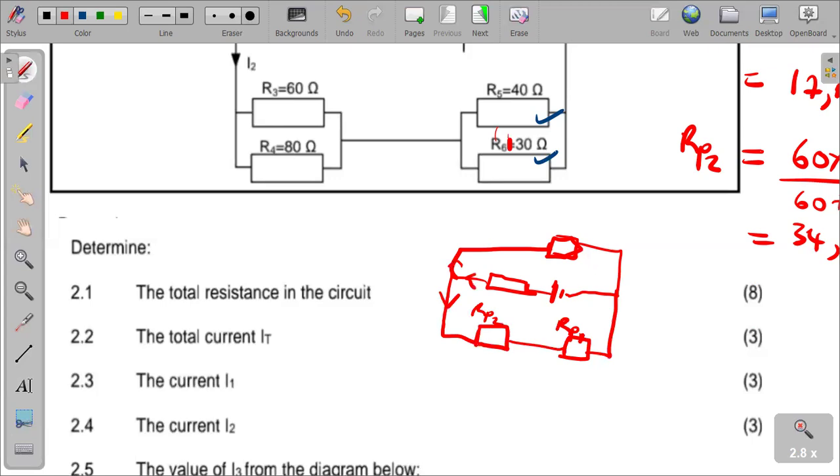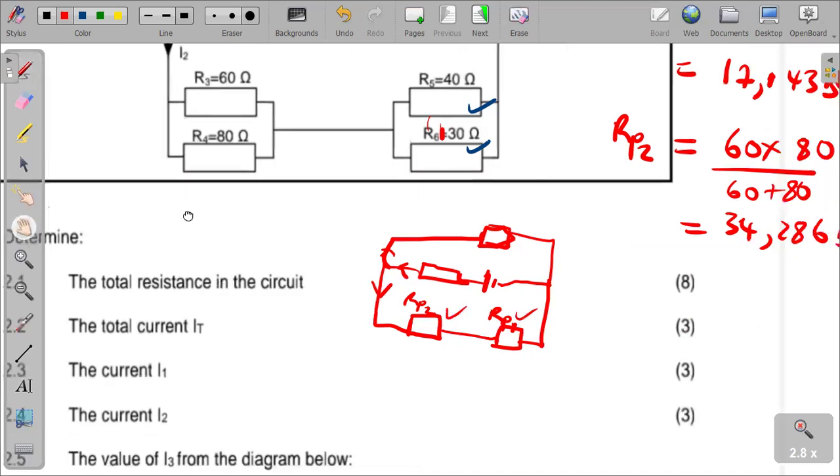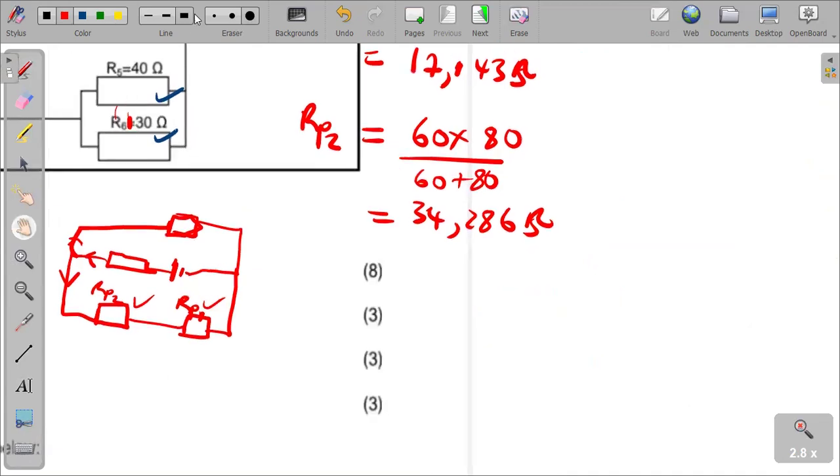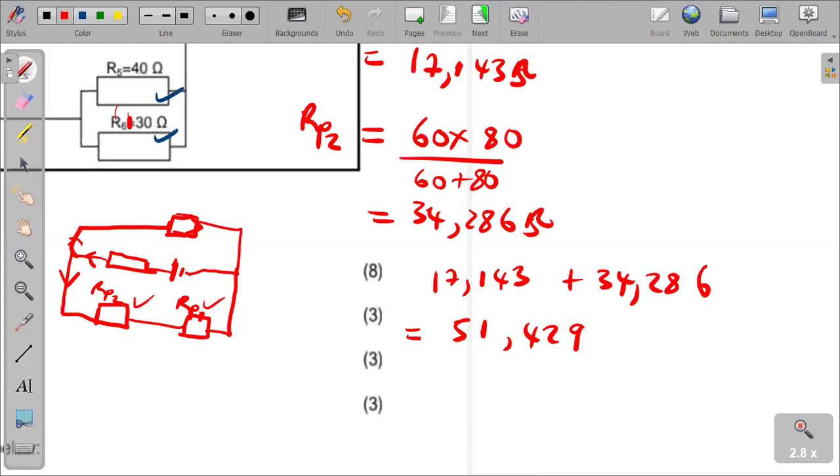Right? So it means now we are certain these two are in series. So what are we going to do with them? We shall add them. So we simply add 17.143 plus 34.286. So if we add these two, we end up having 51.429, right? Again, we have minimized our circuit now.